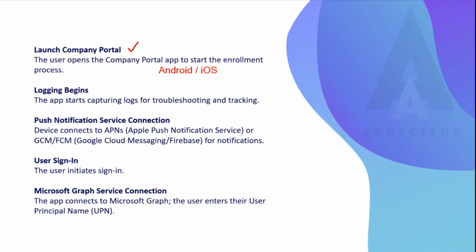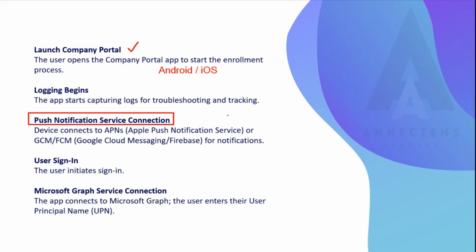Then there is a push notification service connection. This notification service connection is required. You remember when we were doing the Android setup, we did connect with Google Cloud Messaging Service, right? So GCM we did connect, and for Apple push notification, when you're doing an Apple enrollment device setup, you are required to set up APNS. So the iOS device will connect to Apple push notification and Android will connect to Google Cloud Messaging.